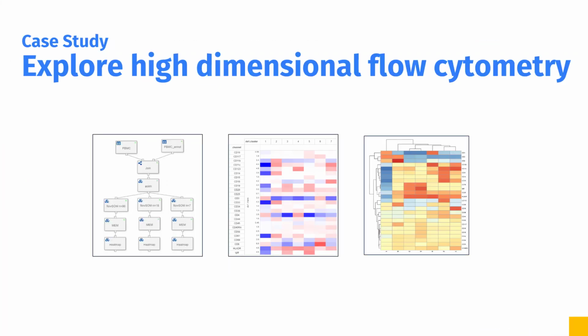So how does this work for immunologists? Let's look at some examples of the kind of data analysis that can be done using Tercen, such as analysing high-dimensional data from a flow cytometer.